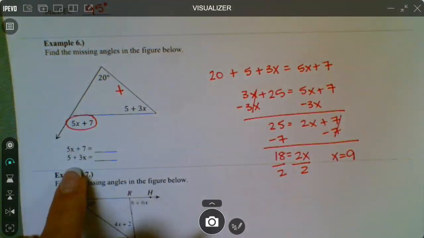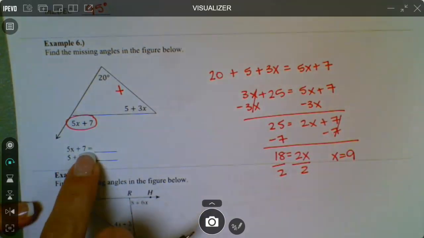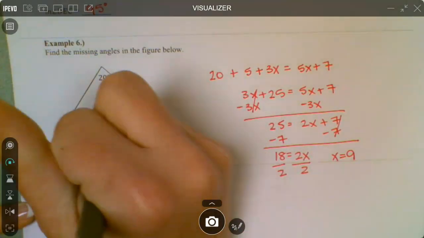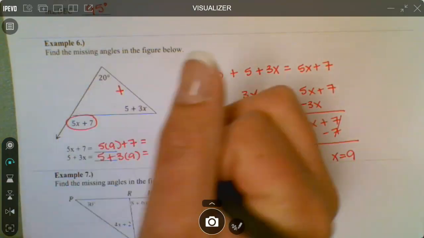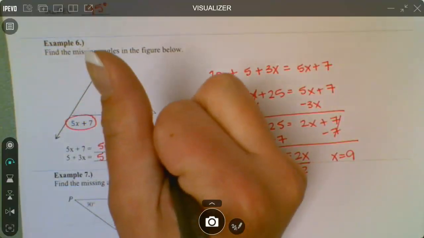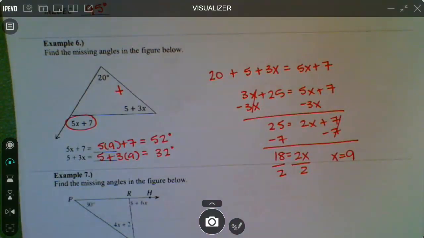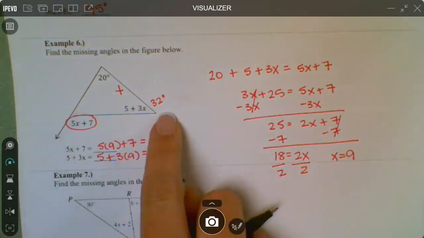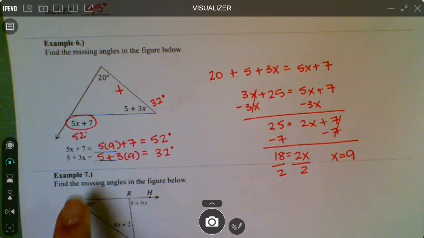Then it wants you to plug it back in. So we know that 5x plus 7 is going to be 5 times 9 plus 7, and 5 plus 3x is going to be 5 plus 3 times 9. So go ahead and do those calculations, and you should get 52 degrees for the first one and 32 degrees for the second one. And let's check. If I have 20 plus this, which was 32 degrees, that gives me 52, and that's exactly what they said this one was equal to when you solve for it.